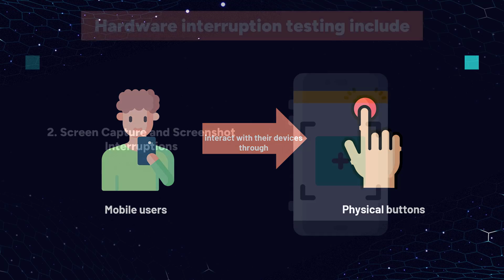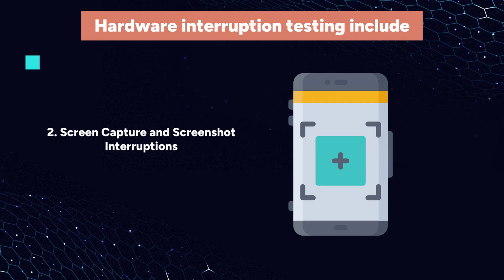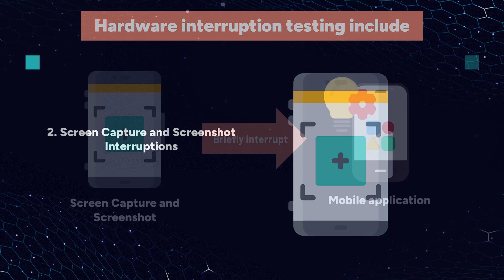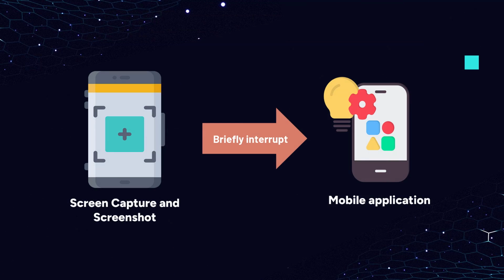The next scenario is 2. Screen capture and screenshot interruptions. During this interruption, the tester examines how the application reacts when users capture screenshots or record the screen. This event can briefly interrupt the application's user interface, and the test ensures that the app continues to function properly afterward.